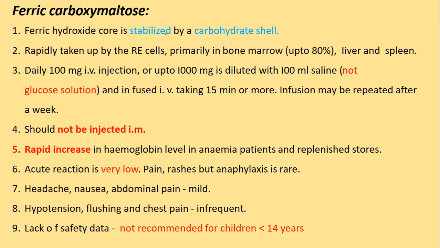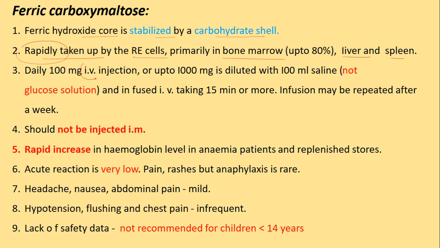Coming to one more preparation, that is ferric carboxymaltose. It is a ferric hydroxide core which is stabilized by a carbohydrate shell. It is one of the rapidly absorbed drugs. Once you give ferric carboxymaltose, it will be rapidly taken up into the reticuloendothelial cells, primarily in the bone marrow, followed by liver and spleen.